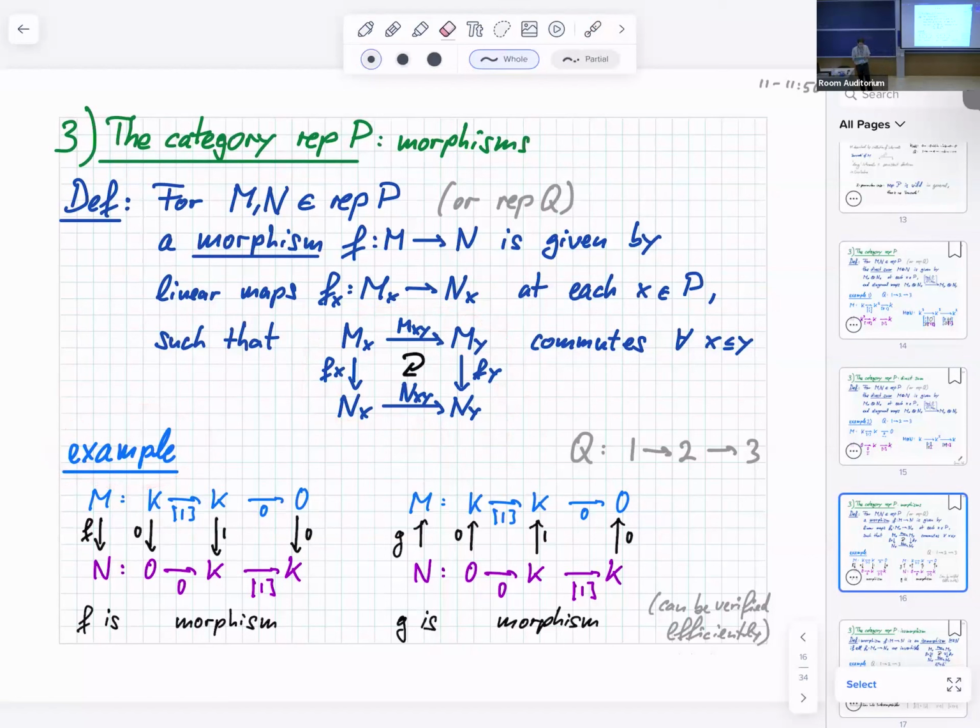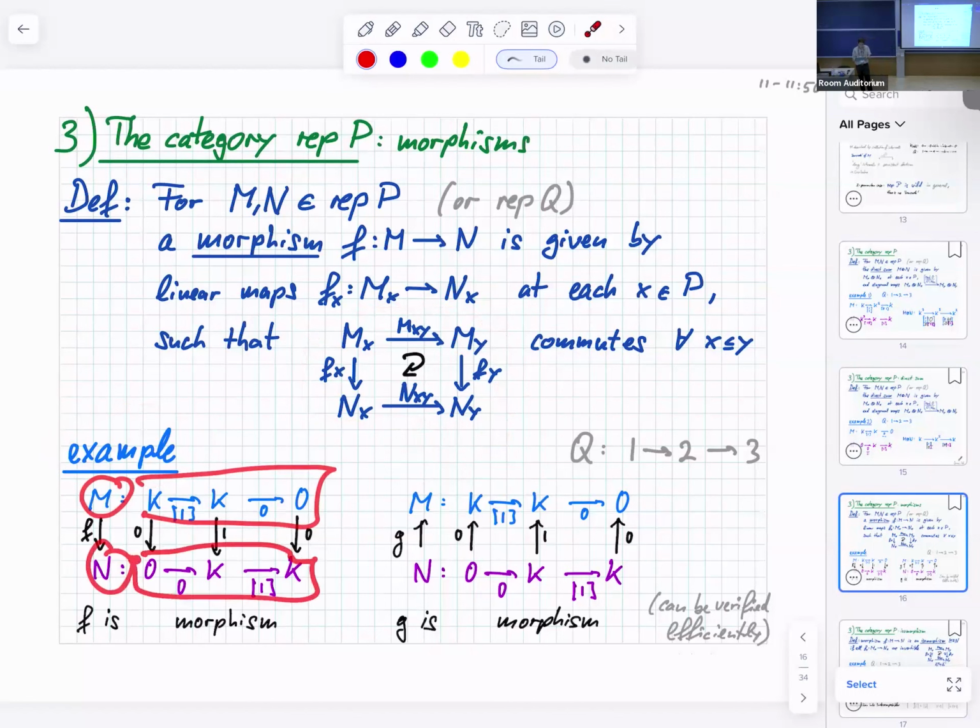There was a module M, which looks like this, and there was a module N that looks like that, and we constructed the direct sum. Now I want to look at them separately, and just decide: are there morphisms from M to N, or are there morphisms the other way around, from N to M backwards? So here are two such examples.